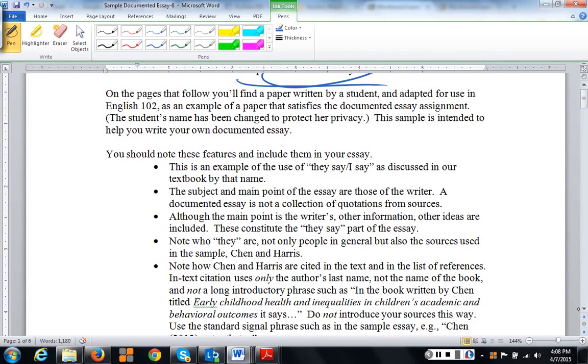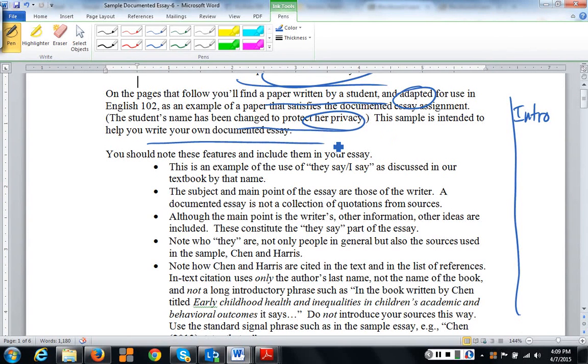So let's see if we can go through a sample documented essay as a way of explaining what I'm talking about here. First of all, note that this is not the essay itself, all right? This is just my intro to the sample essay. And this essay, by the way, is posted in English 102 in the assignments folder for the documented essay assignment, all right? So this is a paper written by a student. Now I have adapted the paper for use as a sample, as an example, and I've changed the name of the student to protect her privacy, all right? But this sample should help you write your own documented essay.